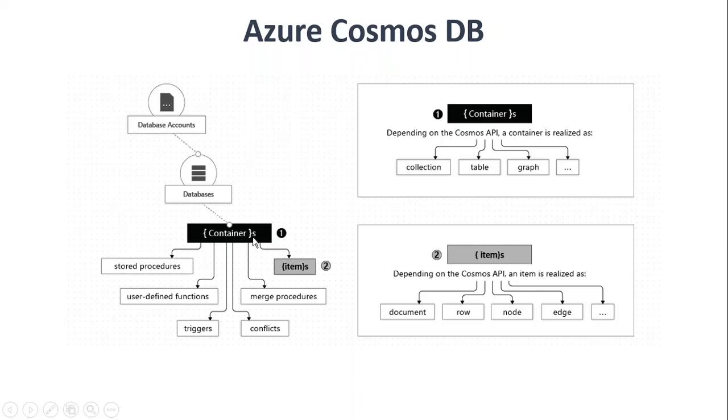And containers, depending on which API you're using, will be categorized accordingly. If we are using, let's say, SQL and MongoDB, it will be a collection. If we're using Table, it will be a table. If you're using Graph, and so on. And the same thing goes with the items too. Depending on your Cosmos API, the item will be realized as a document, row, node, or edge. So document will be for SQL and MongoDB, row for tables, node for the columnar, and edge for the graph.